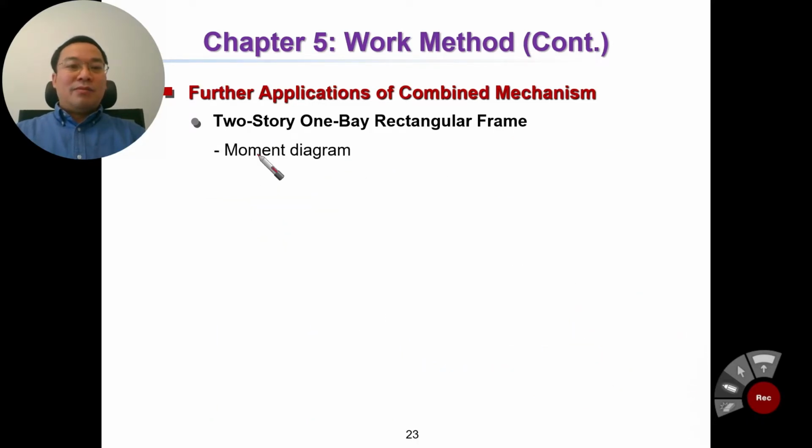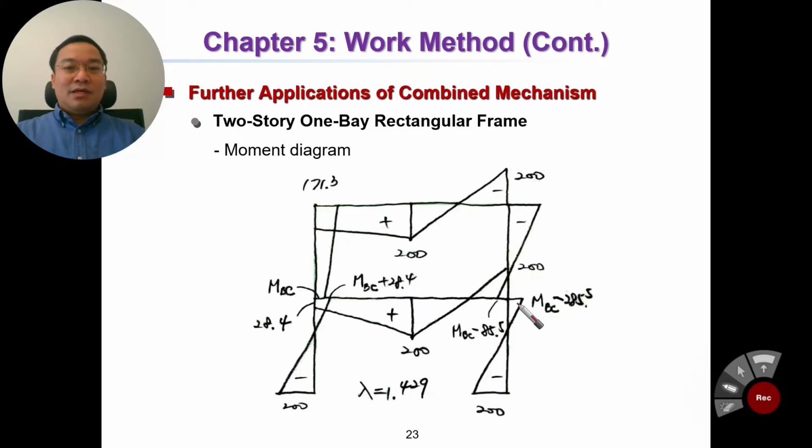And now the moment diagram is this. Okay, the moment diagram is this. And second, I have also already mentioned that in plastic analysis, it is not required to have an exact solution at all sections. You don't need to determine the moment of all sections.